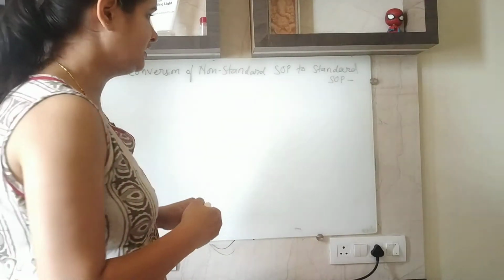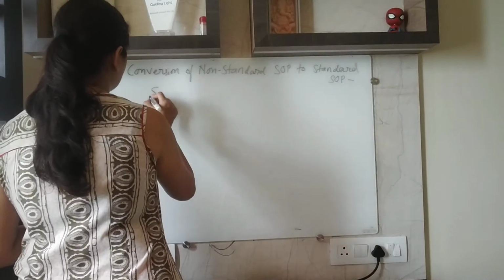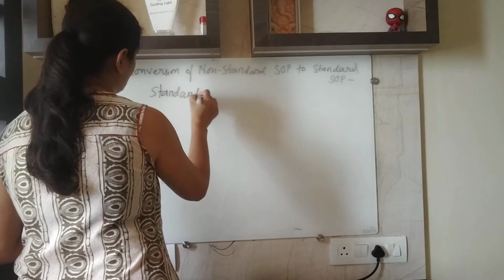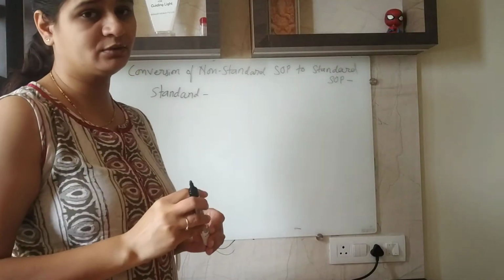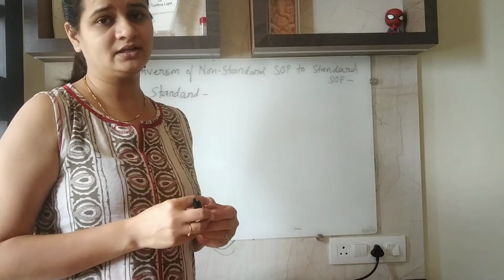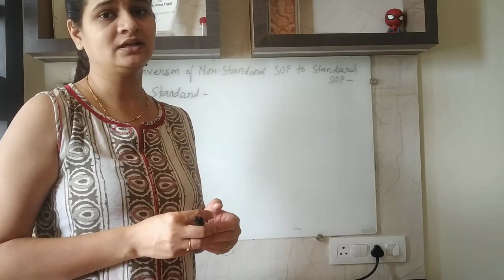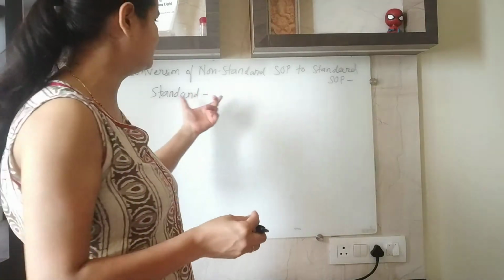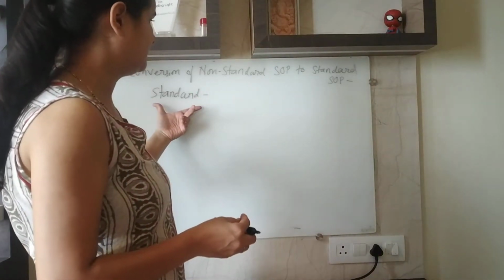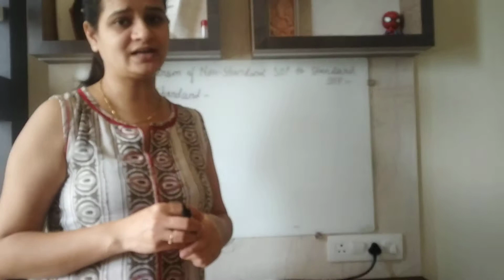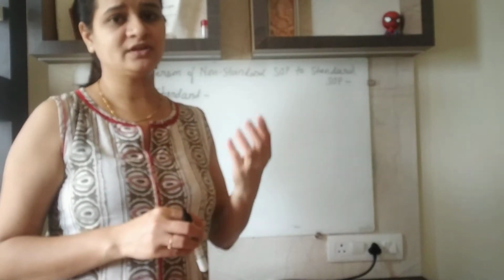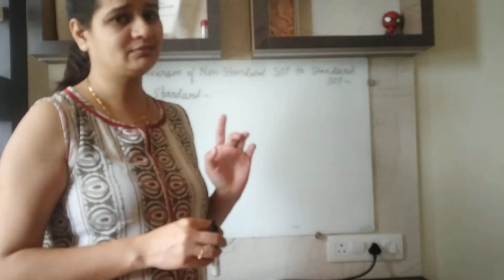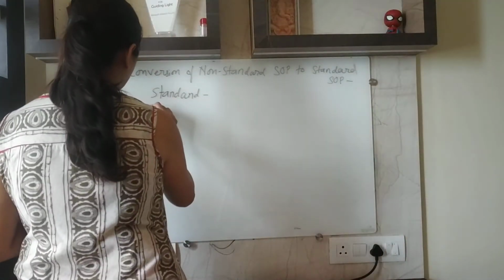As I had already told you in previous lectures, standard means what? We have to see the number of literals in an equation, and if all the literals are present in each term of the equation, then it is called a standard equation, right? And that equation will be in the standard form. And non-standard means what? If all the literals are not present in each term of the equation, then that is the non-standard form of equation.